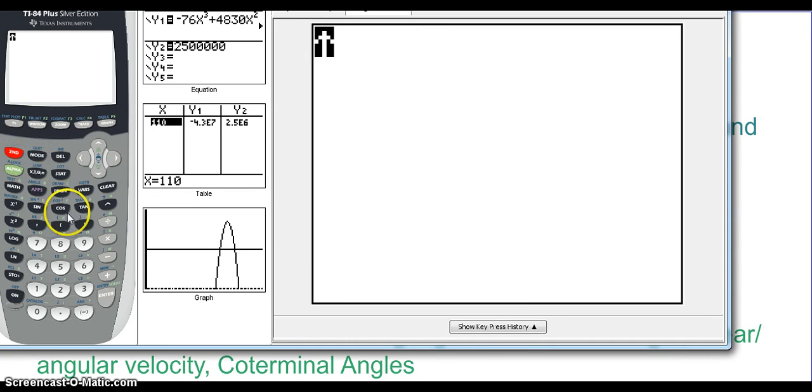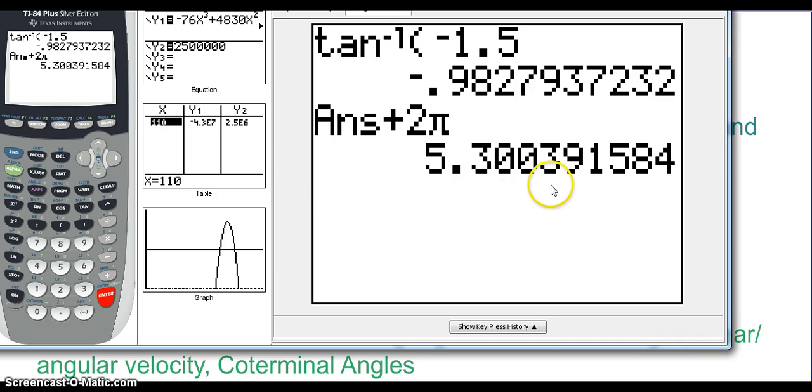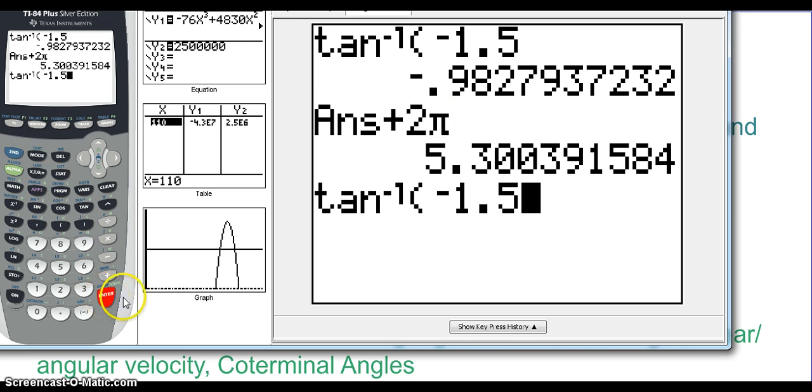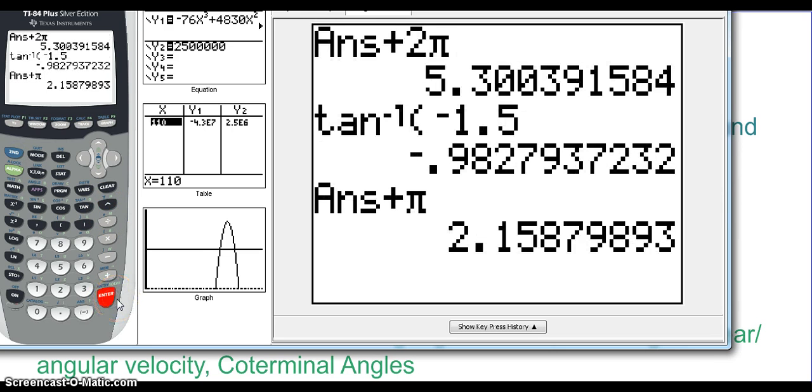So if I do second tangent of negative 1.5, so this is the radian angle. This is in the fourth quadrant, but it's not between 0 and 2 pi. So if I do plus, since this is negative, I can do plus 2 pi, that's how I got the 5.300. And if I do the same thing again here, I get that angle, and then if I do plus pi, that's how I got the 2.159.